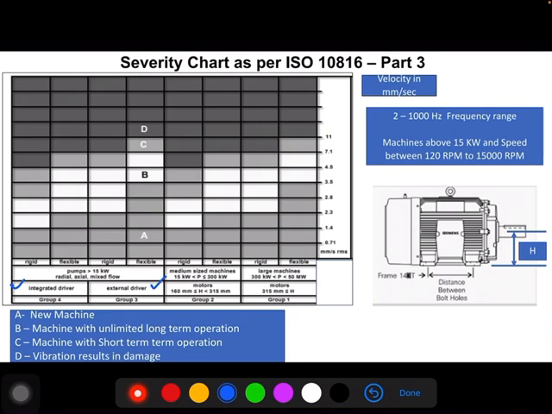If it is rigid, then 2.3 is acceptable for the new machine, and if it is flexible, 3.5 is the limit for the vibration. And if it is a machine with unlimited long term operation, the pump running for a longer period, and if it is rigid, then 4.5 is the acceptable limit, and 7.1 is for the flexible unit. Similarly, you can define for the integrated driver whether it is rigid or whether it is flexible.